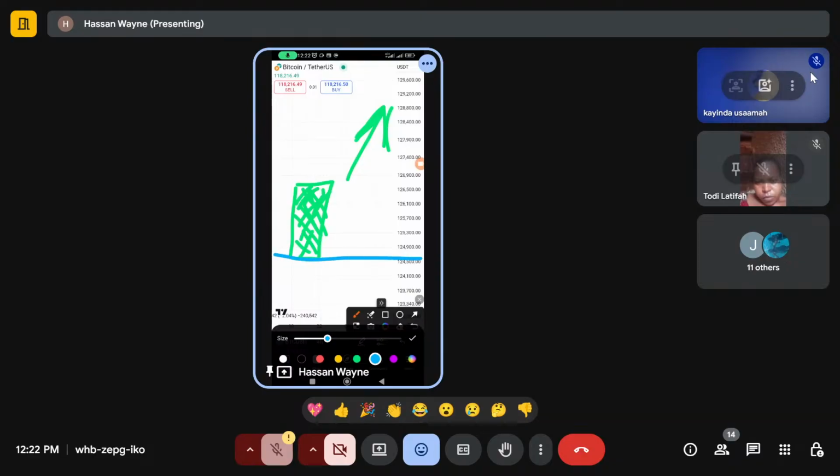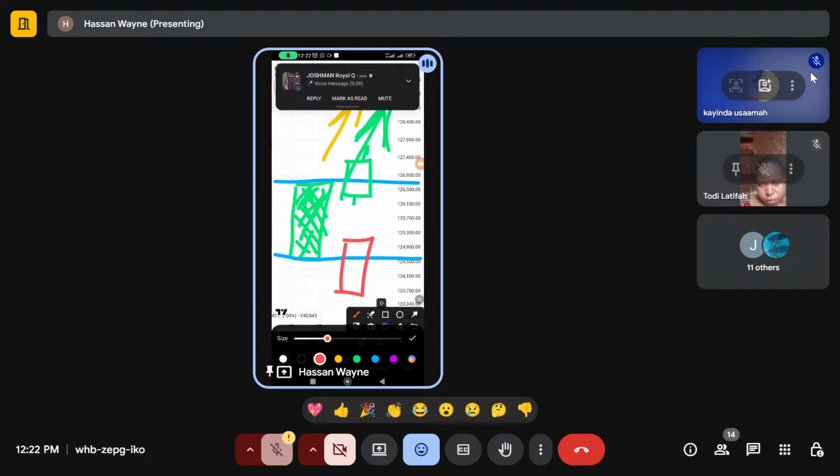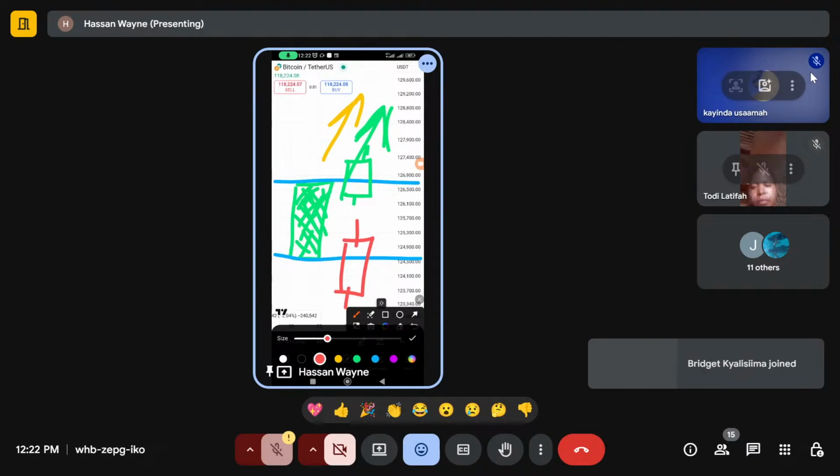But as I told you, always use this technique. Draw your support and resistance, and you wait for the confirmation candle. If it forms and breaks above my resistance, it means we are in continuation. But if it happens and we find it has broken our support, it means you wait to enter the market.